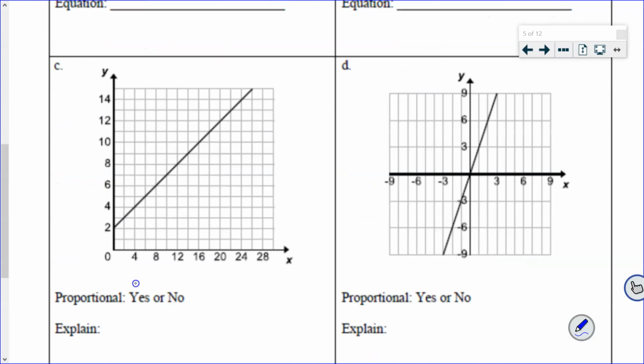How about C? Is it linear? Try again. Is it linear? Yes. Does it go through the origin? No. So is it proportional? No. Explanation: doesn't go through the origin.